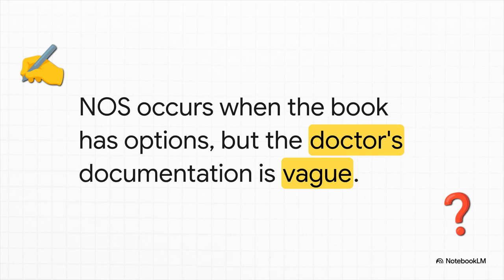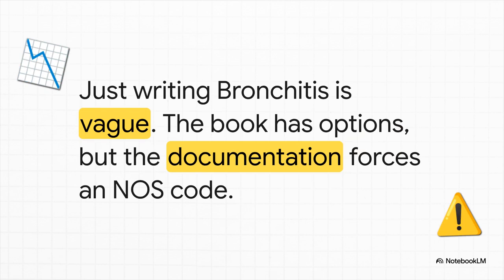This happens when the codebook actually has plenty of great, specific options, but the provider gave you a broad, lazy diagnosis. Think about someone just writing heart failure without specifying the exact type. Because that documentation is lacking detail, you're forced to map it to an unspecified code. Imagine you get a chart and it literally just says bronchitis. That single word leaves a giant question mark.